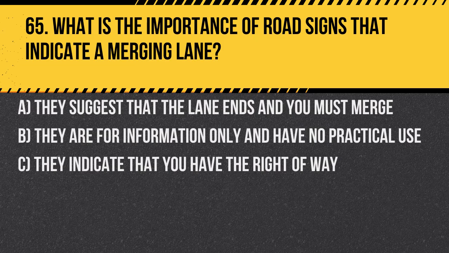A. They suggest that the lane ends and you must merge. B. They are for information only and have no practical use. C. They indicate that you have the right of way. Answer: A. They suggest that the lane ends and you must merge. These signs alert drivers to adjust their speed and prepare to merge safely with traffic.